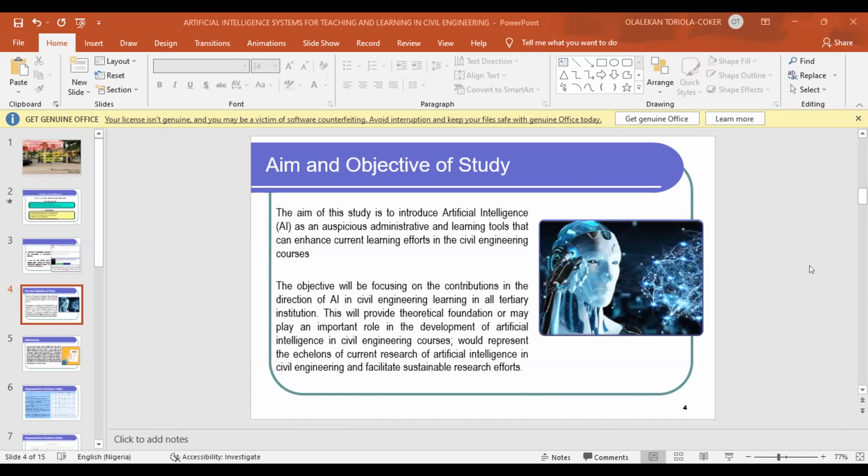in achieving the impossibilities, which will now drive us to the objective by focusing on the contribution in the direction of AI in civil engineering learning in all tertiary institutions. Might be in Nigeria or all over the world, but the peculiarities that I'm really talking about are about Nigeria. And this will provide a theoretical foundation or may play an important role in the development of artificial intelligence in civil engineering courses, and will present the echelons of current research of artificial intelligence in civil engineering and facilitate sustainable research efforts.